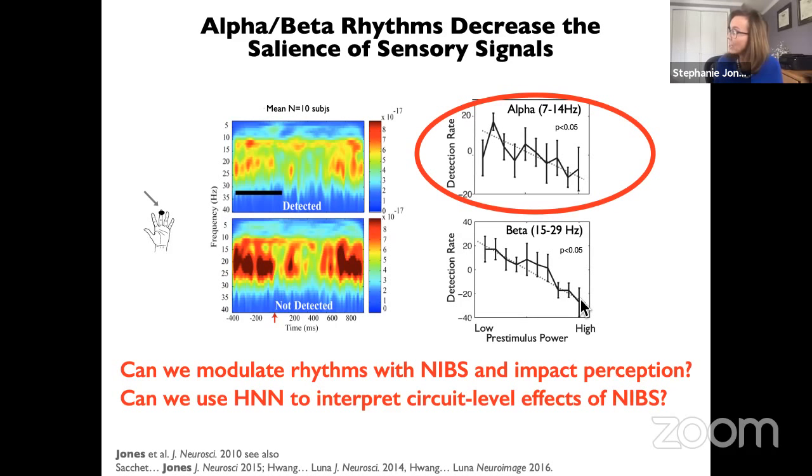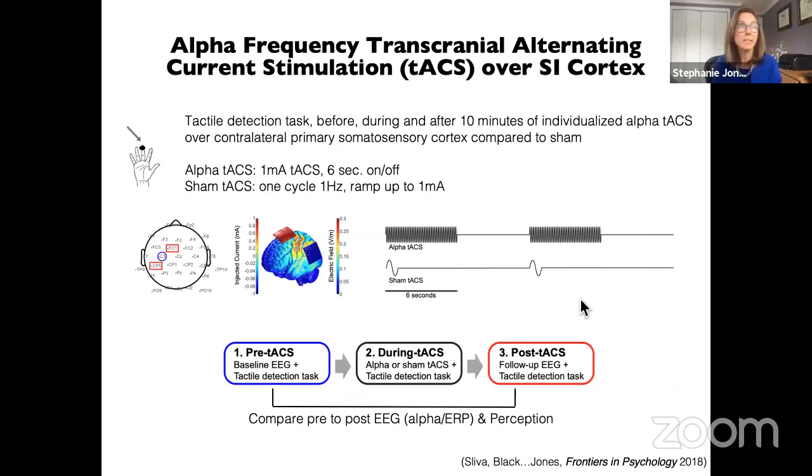There's again a large history of work that suggests that you can maybe enhance alpha oscillations with brain stimulation, and particularly with alternating current stimulation. And so that's where we started. We developed a study where we were doing this tactile detection task before, during, and after 10 minutes of individualized alpha frequency stimulation over the contralateral primary somatosensory cortex.